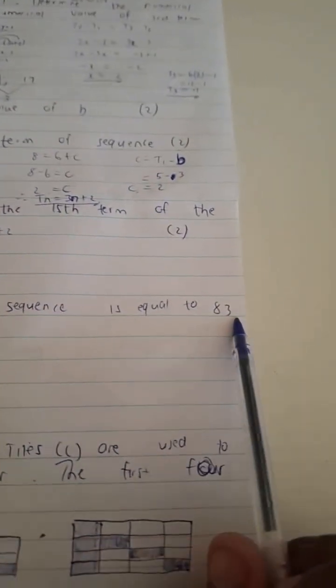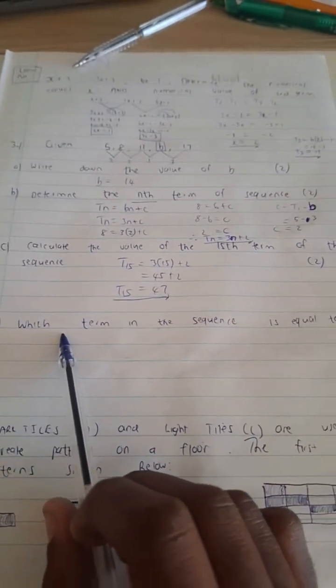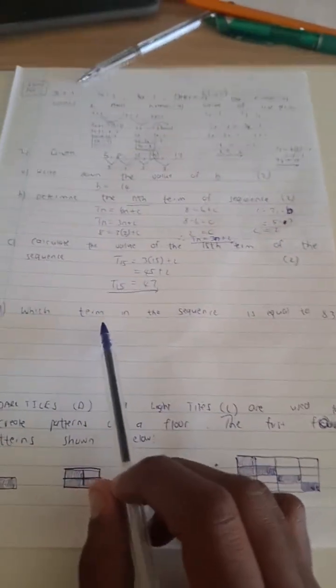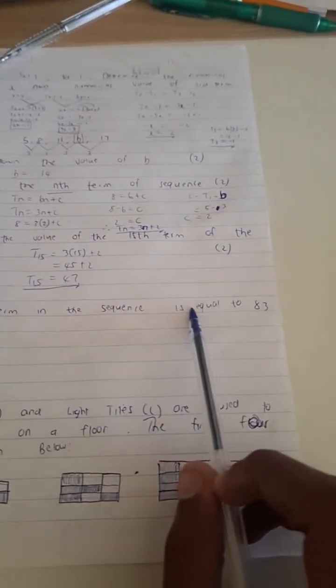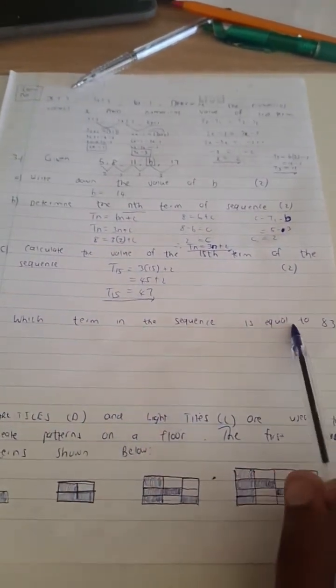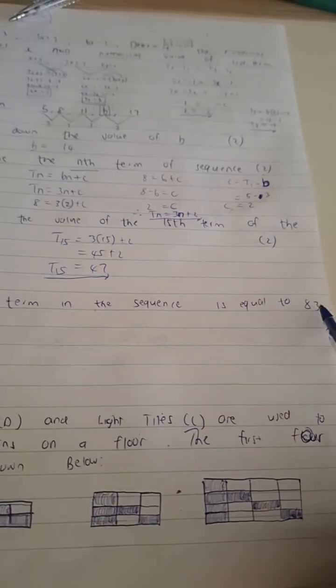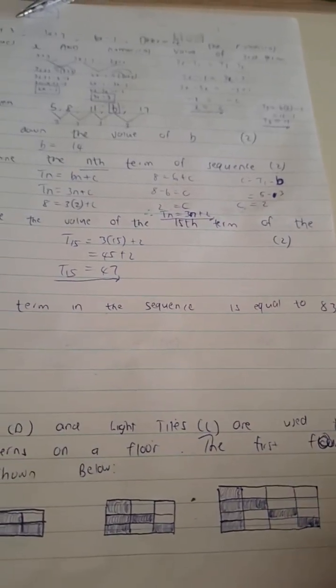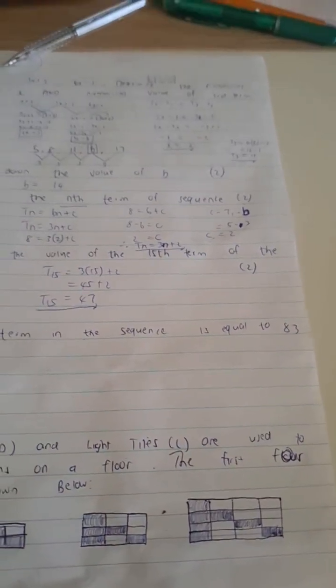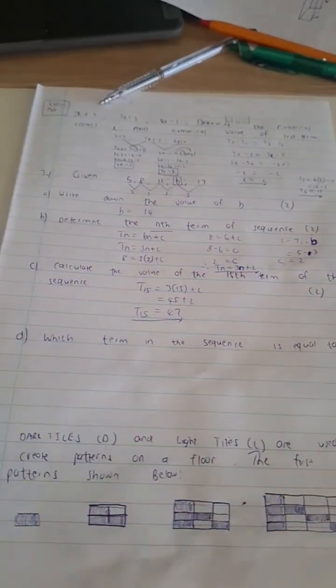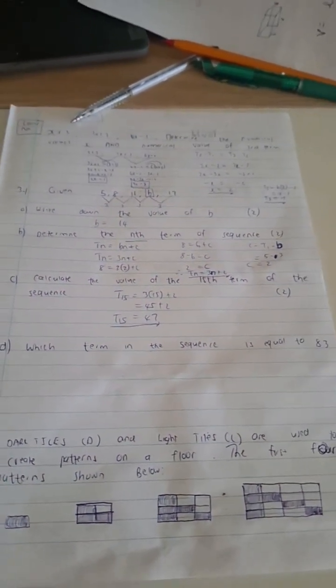Which term in the sequence is equal to 83? The right answer is 27. So you're saying the 27th term, in other words, Raylan. Or Khalan, is it Khalan or Raylan?